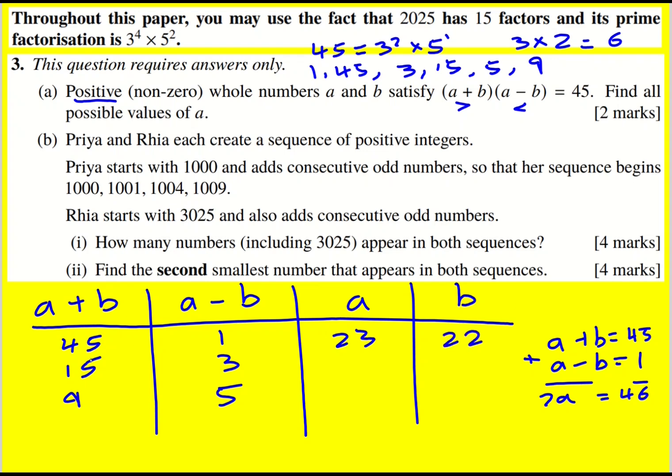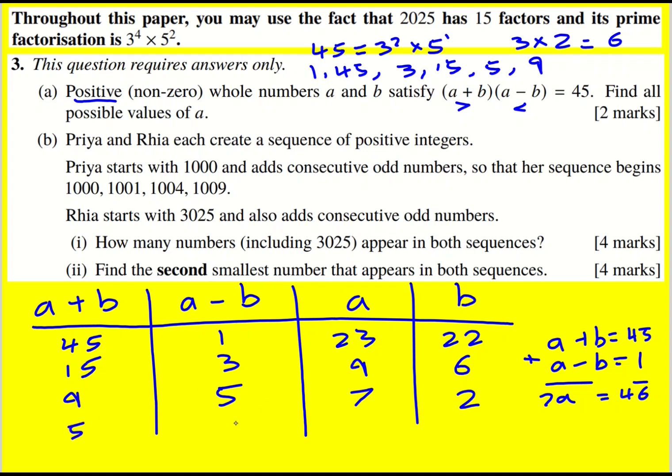I can do the same for the others. I can add them together, divide by 2. That'll give me the value of a. So in this one, a is 9, and b would be 6. And in this one, I get 14 when I add them, divide by 2. We're going to get 7 and 2. And that is it. Those are the only possible solutions where they're both positive.